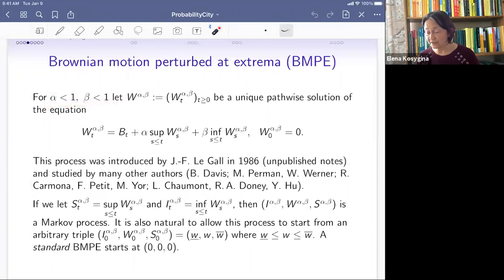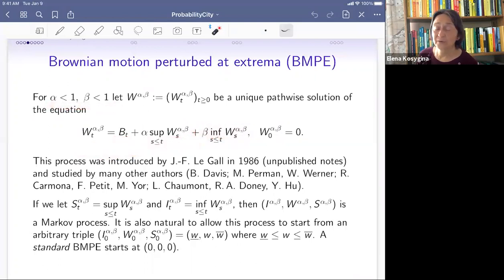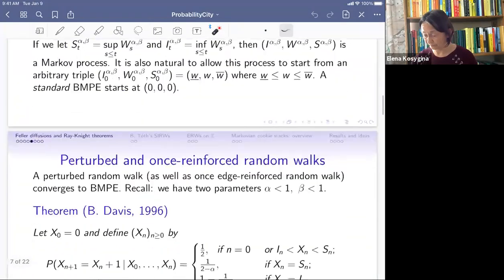Why is it obvious that it doesn't exist for alpha greater than or equal to 1? If we just cover up this part, if alpha is say 1, we take this supremum to the other side. If alpha is 1, then you get the process minus its running maximum. It's a strictly non-positive process. And it cannot be equal to Brownian motion, because Brownian motion has a Gaussian distribution supported on the whole of R. So the necessity is obvious, but sufficiency and construction were non-trivial matters.